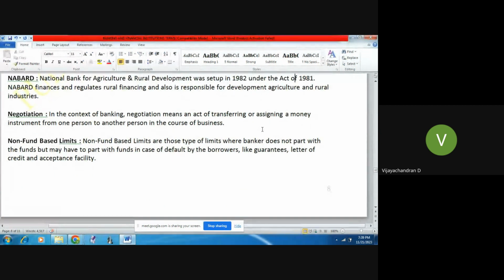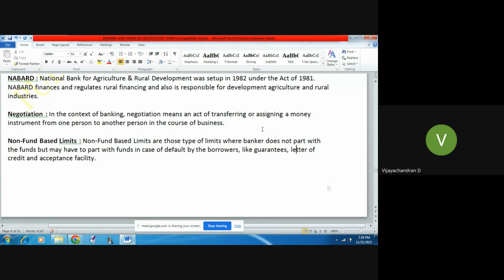Negotiation, what is negotiation? Assigning money or an instrument from one person to another person. If you are transferring money from one person to another in a business transaction, that is the key word. During your business operation, when you are transferring the money, that is known as negotiation.